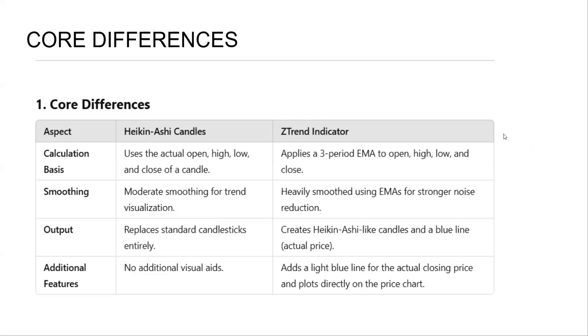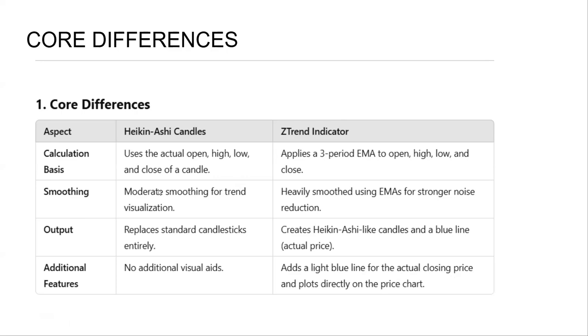The core difference between Heikin-Ashi candle and Z trend indicator is, first, the calculation basis. Heikin-Ashi candles use the actual open, high, low, and close of a candle, whereas Z trend indicator applies a 3-period EMA to open, high, low, and close. So what happens is smoothing. We will see the smoothing, moderate smoothing for trend visualization.